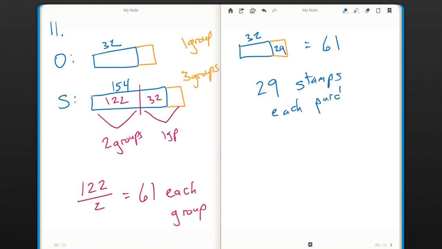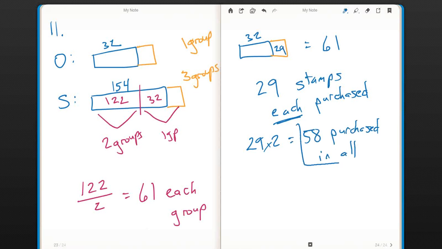You've got to be careful about these, mathematicians. We always are picky about our words. How many stamps did they buy in all? We just found that each of them purchased 29, so 29 times 2 is 58 purchased in all. It's a really good idea to teach your students to read the questions carefully and make sure they answer exactly what is asked, because that's the way they're not going to make a mistake.